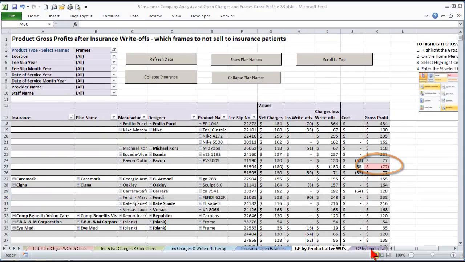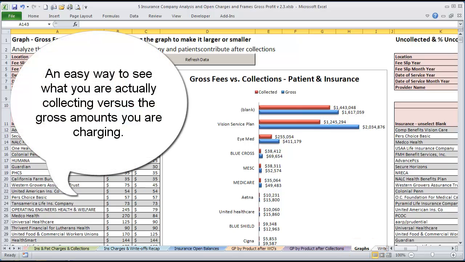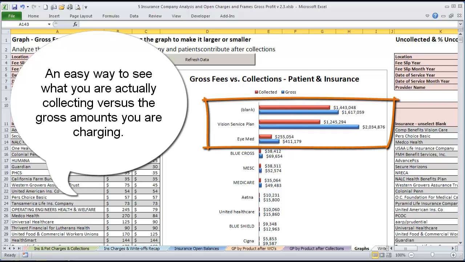The final tab shows gross versus actual collections by insurance company to give you an easy way to see what you are actually collecting versus the gross amounts you are charging.